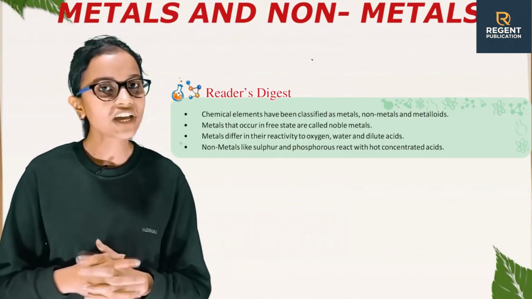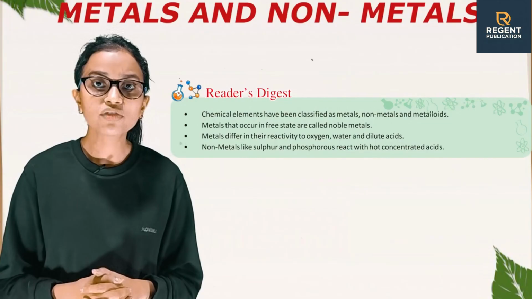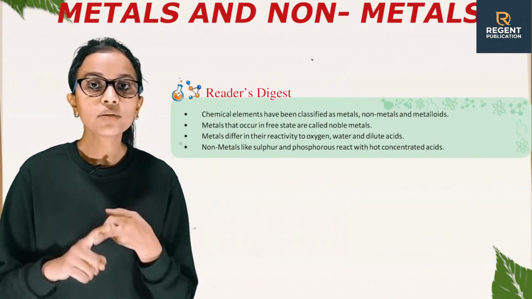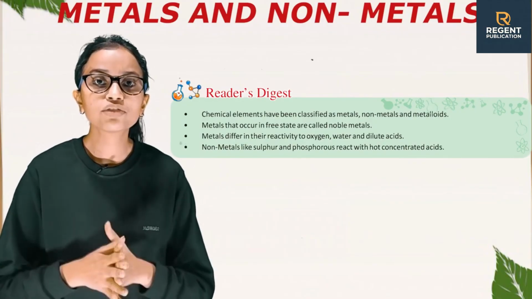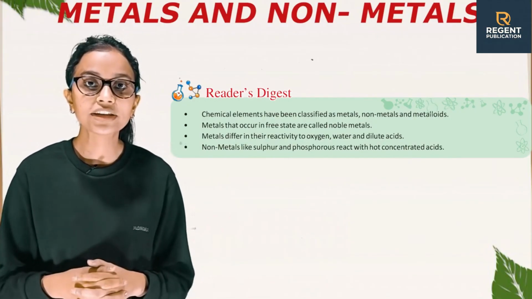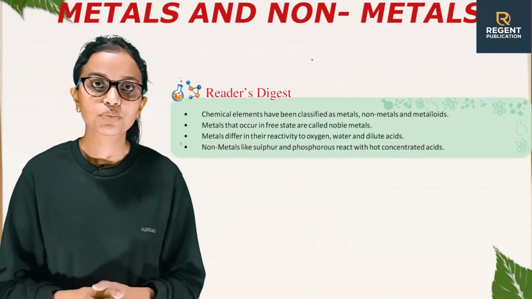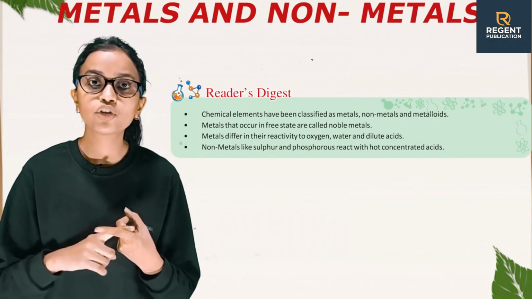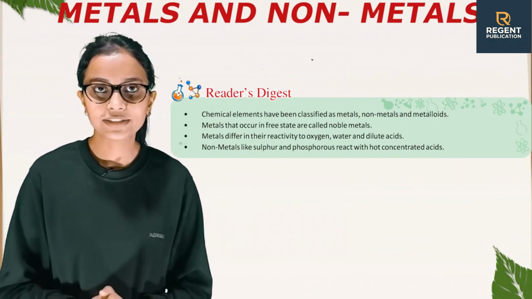Now it's time for Reader's Digest. So chemical elements have been classified as metals, non-metals and metalloids. Metals that occur in the free state are called noble metals. Metals differ in their reactivity to oxygen, water and dilute acids. Non-metals like sulfur and phosphorus react with hot concentrated acids.